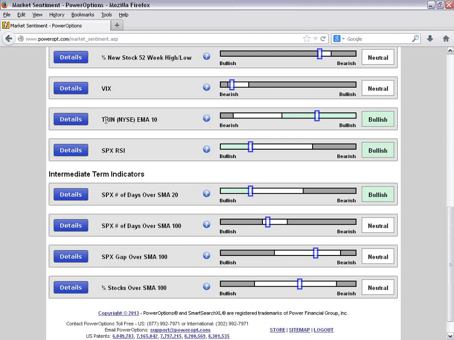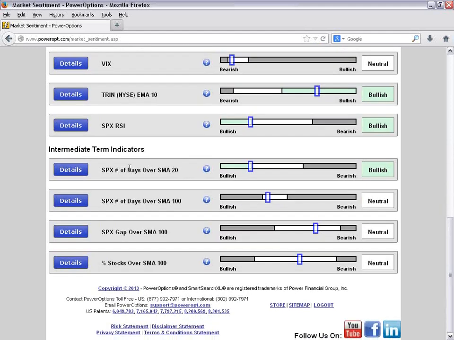All right, so the other one's the TRIN indicator, the exponential moving average 10-day of the TRIN indicator. That's in a bullish setting. The relative strength index, the RSI of the SPX, that's a bullish. And the number of days that the SPX has been over its SMA 20 is now in a bullish indicator as well. Okay, and then the others are all neutral. The number of days the SPX is over its 100-day moving average, the percentage gap that the SPX is above its 100-day moving average, and the percentage of stocks over the SMA 100.